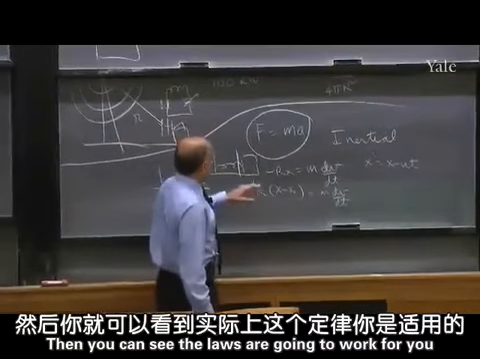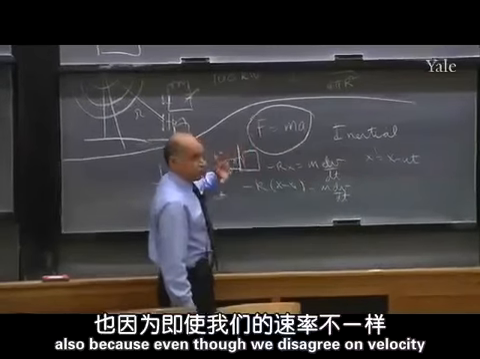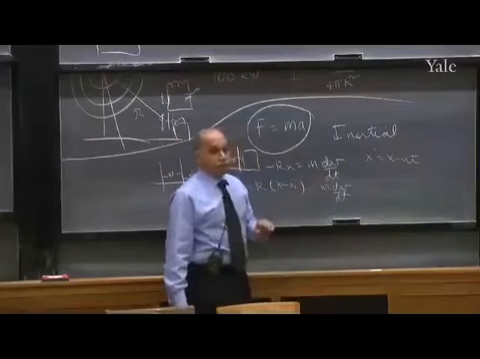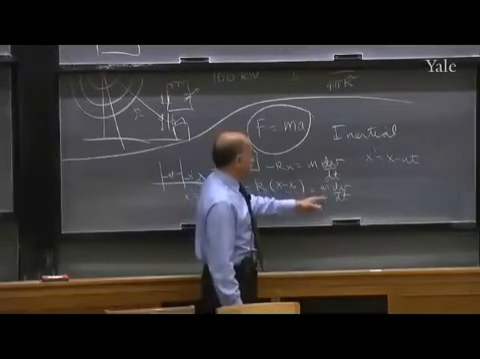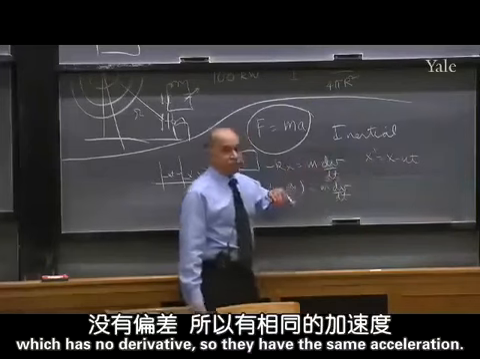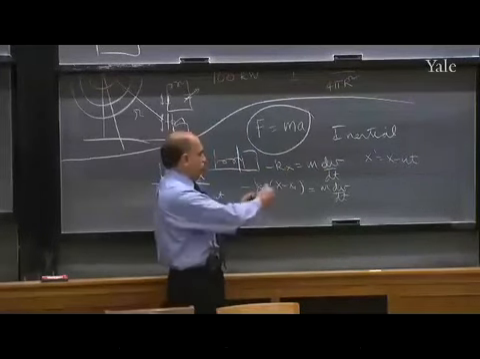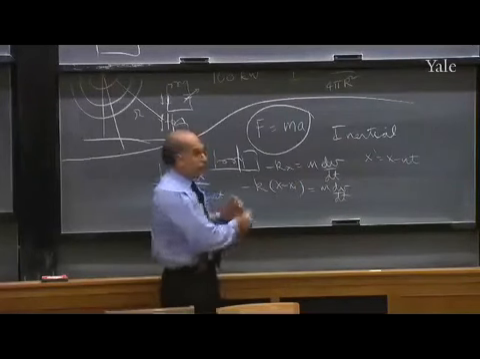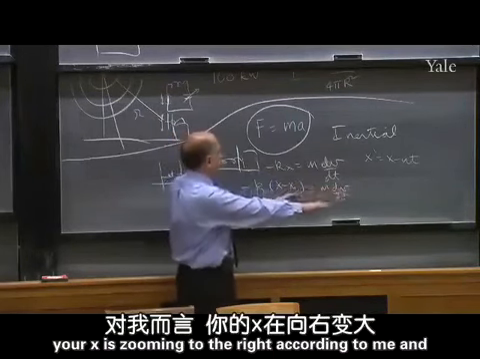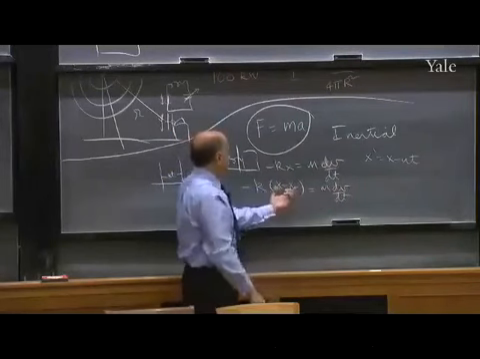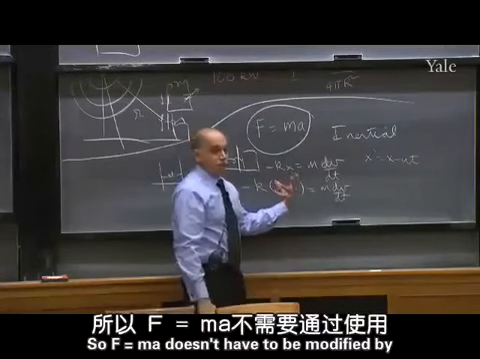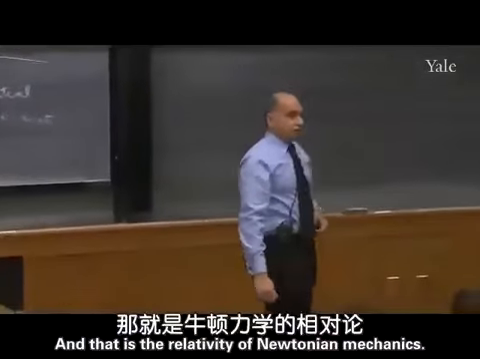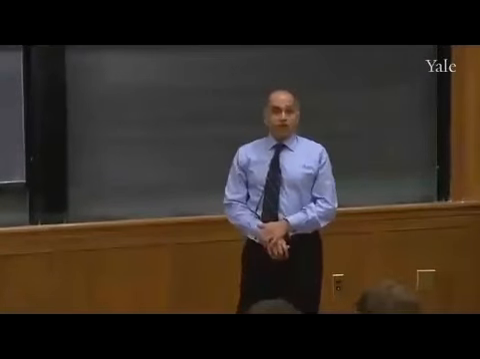Then you can see the laws are going to work for you also, because even though we disagree on velocity, we don't disagree on the rate of change of velocity. Your velocity and mine differ by a constant, which has no derivative, so they have the same acceleration. As far as the spring is concerned, if I think it's stretched by 2 inches, you will also think it's stretched by 2 inches. I mean, your x is zooming to the right according to me, and your x naught is also zooming to the right, but the extension of the spring is the same. So F equals ma doesn't have to be modified by going to a moving frame. That is the relativity of Newtonian mechanics.